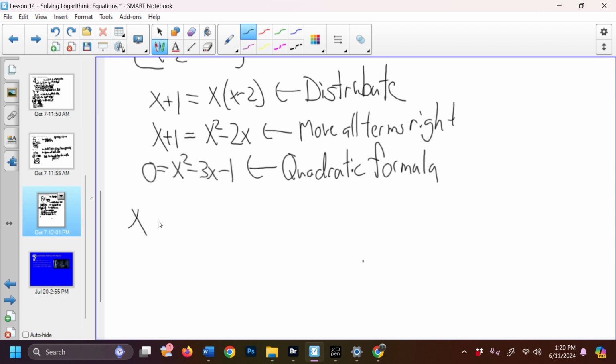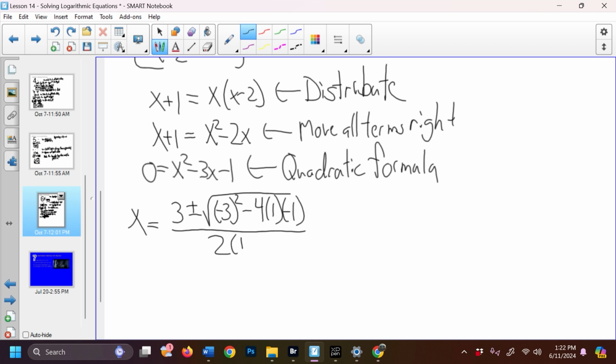So I'll say x is equal, start with negative b. Since b is already -3, negative 3 becomes +3, plus or minus the square root of negative 3 squared. Remember, if you use the calculator to simplify this, you have to put the parentheses around the negative. Minus 4 times a. Well, a is the coefficient of the x squared, and that's just 1. And then c is the coefficient of the constant, which is negative 1. And then that is all over 2 times a, which is just 1 again.